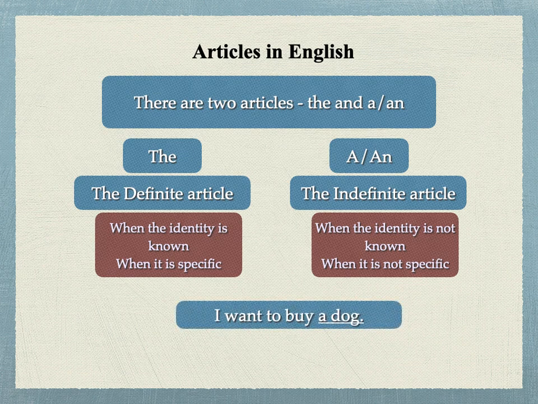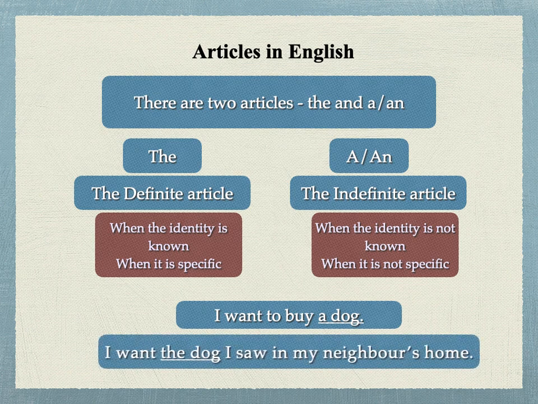I want to buy a dog. A is used here, and this means you are happy with any dog. So, the identity of the dog is not important here, and nothing is specified. So it could be any dog. It could be a Pomeranian, it could be an Alsatian, it could be a beagle, it could be a husky, it could be any dog.